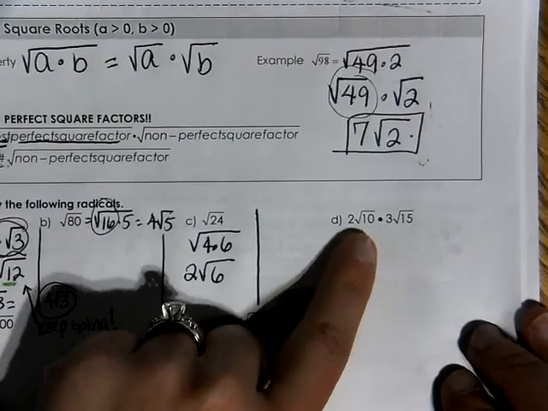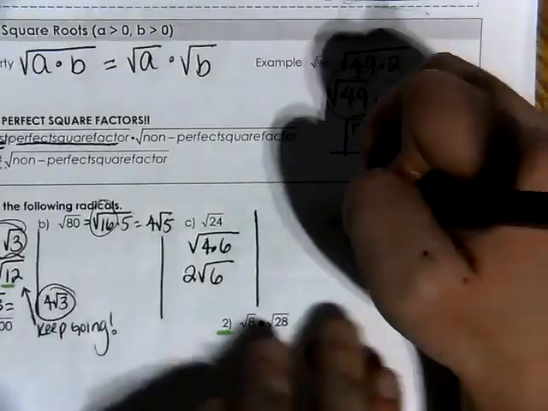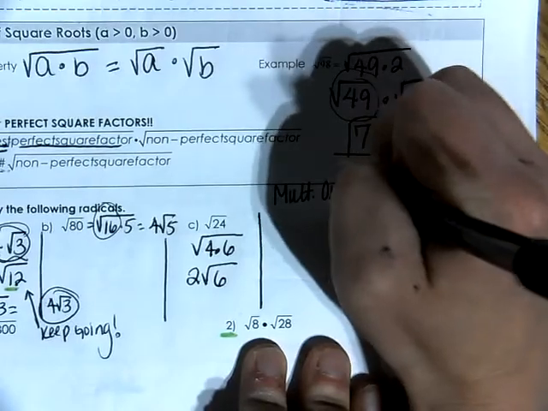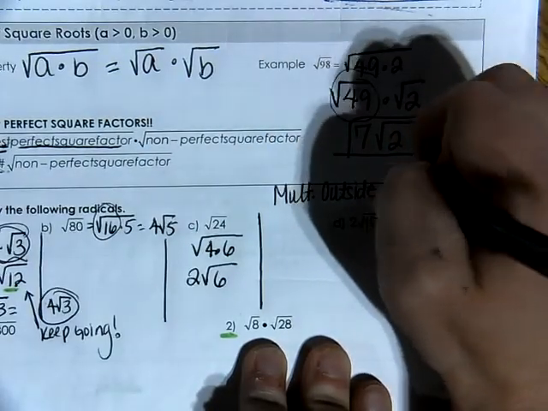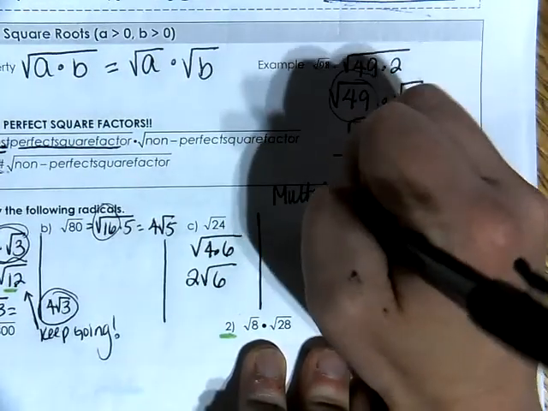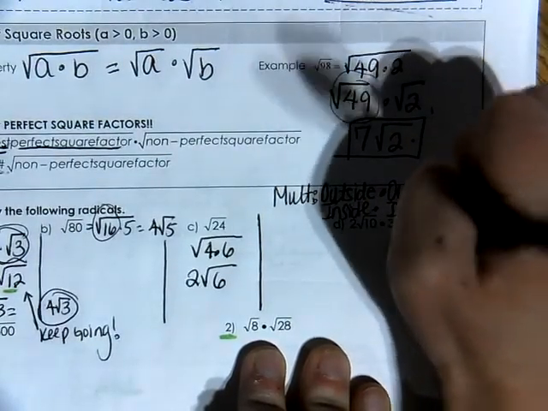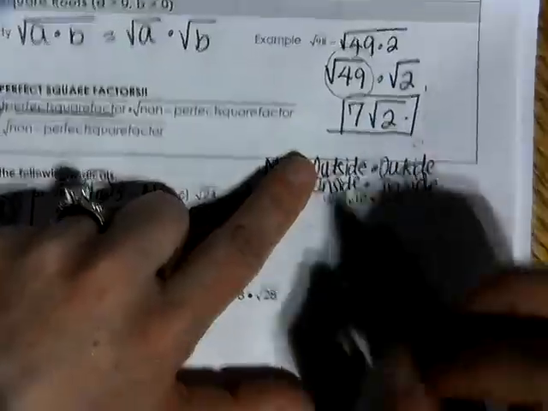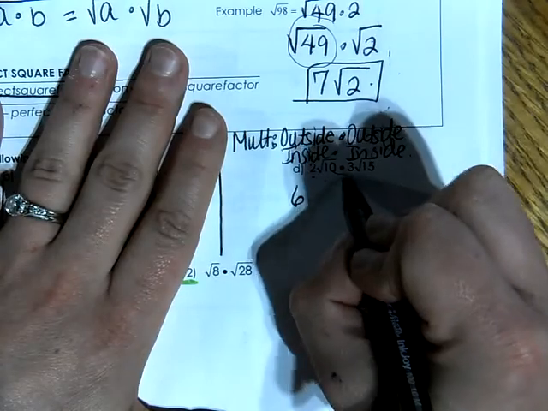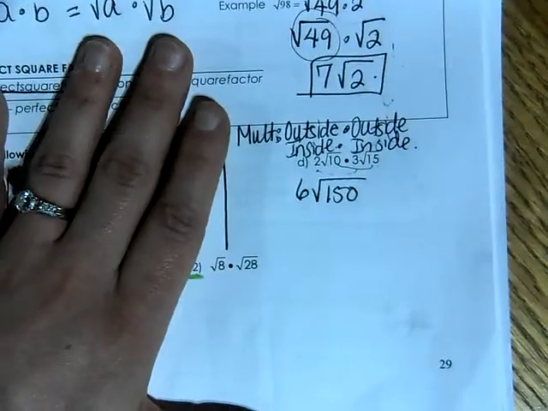Whenever we are multiplying radicals, we always multiply the outside times the outside and the inside times the inside. That's how you would multiply. Outside times outside. So that's going to be 2 times 3 to give us 6. And inside times inside, that is 10 times 15, which is 150.